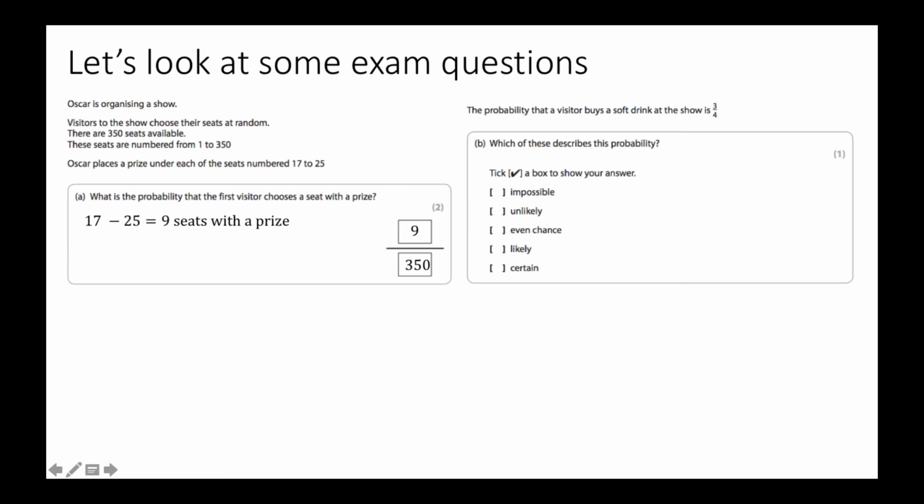Okay, and yeah. Okay, the probability that a visitor buys a soft drink at the show is 3/4. Which of these describes this probability? Now 3/4 is like 3 out of 4. So it's not a half, it's not an even chance, okay? And it's quite a high fraction. It's like eating 3 slices out of 4 of pizza. You've ate most of it. It is not certain because it's not a definite chance. It's not a 1 whole 1. It is just going to be likely. Okay, even chance is a half. Okay, it's not certain because that would be 1, so it must be likely.